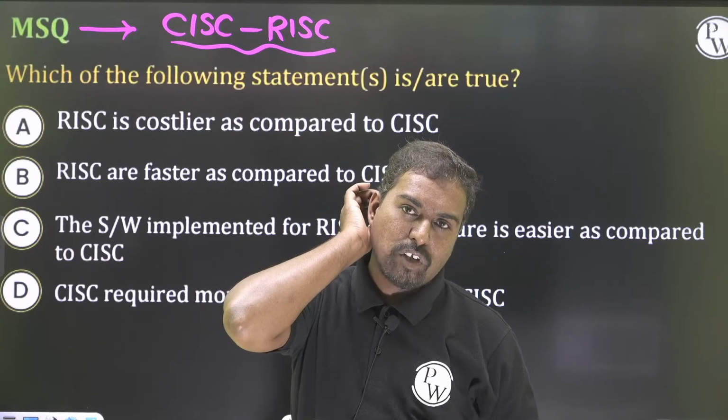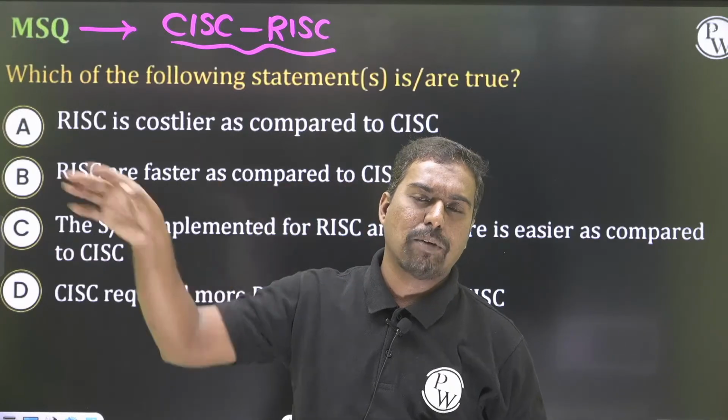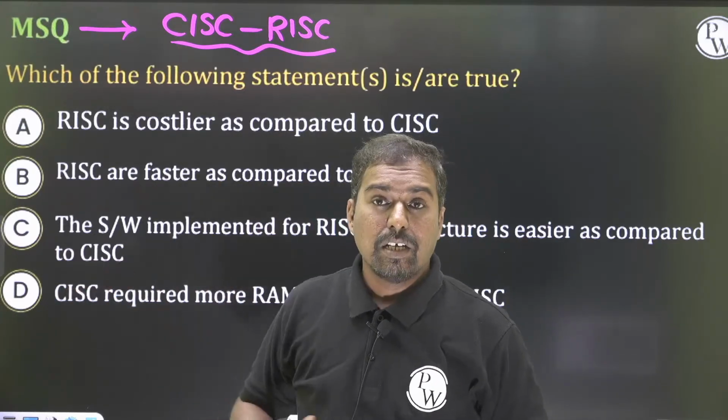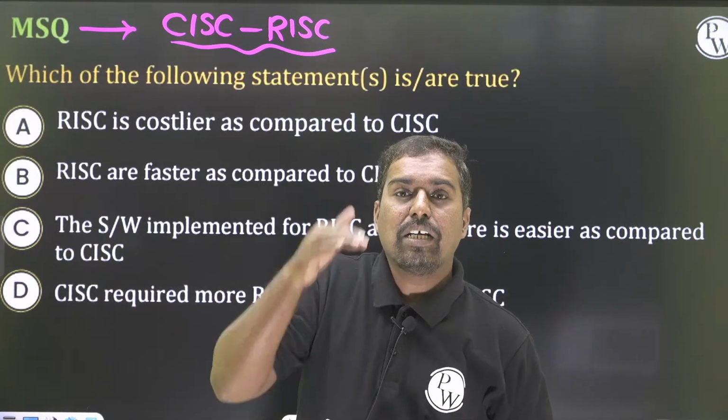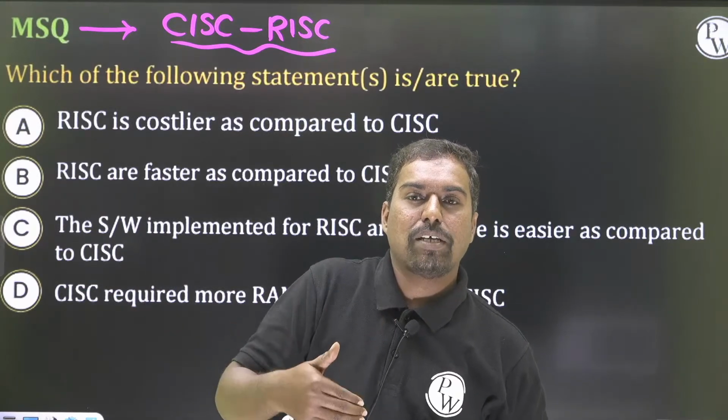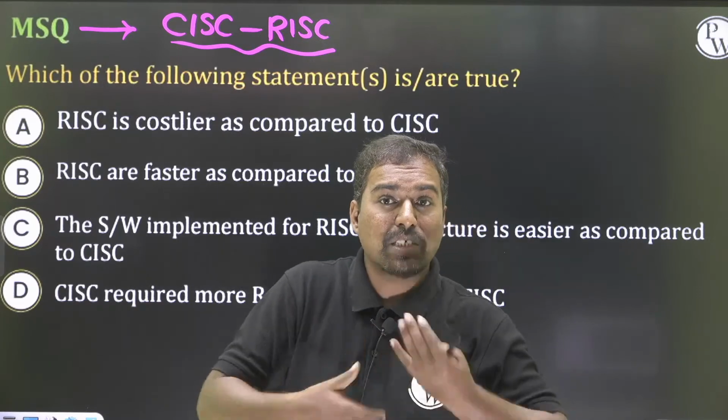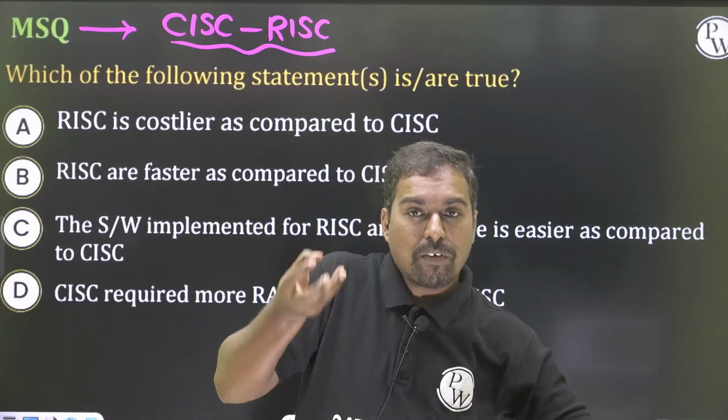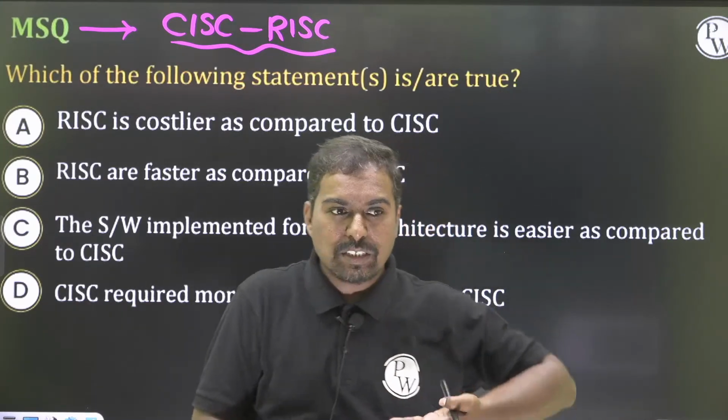I want 5 into 3 means directly I can write mul 5 comma 3. That is multiplication, which is complex. Suppose for the same 5 into 3 I write 3 plus 3 plus 3 plus 3 plus, or 5 plus 5 plus 5 plus. This is what? RISC. You have reduced the complexity, but the number of instructions is increased.